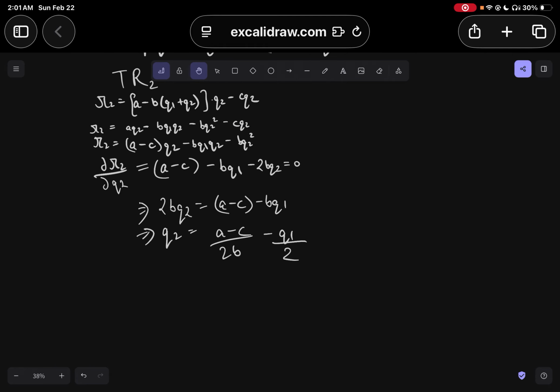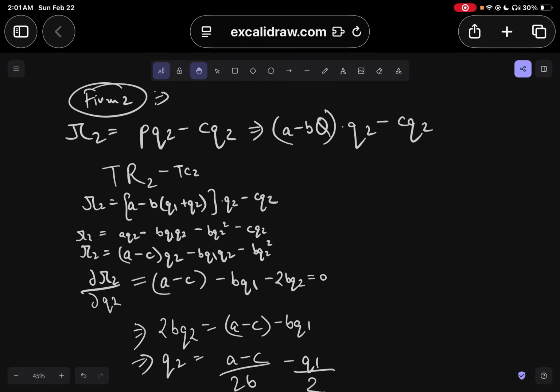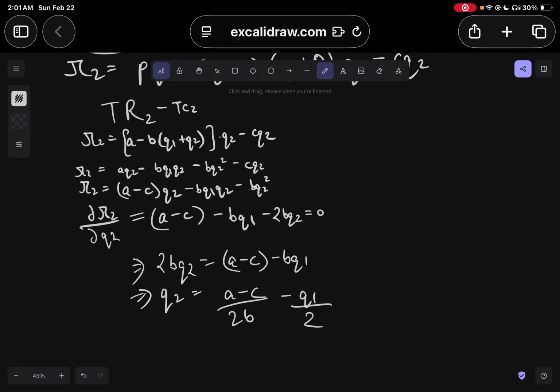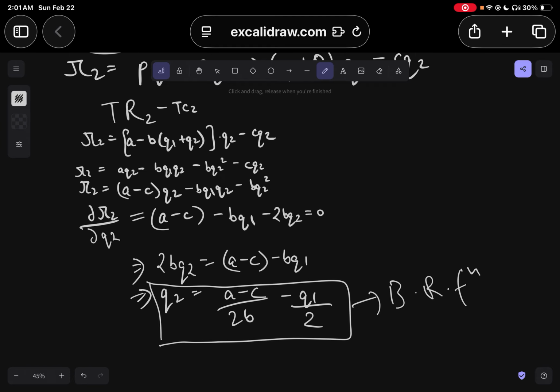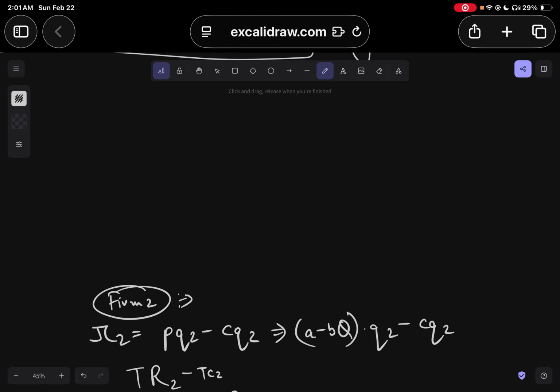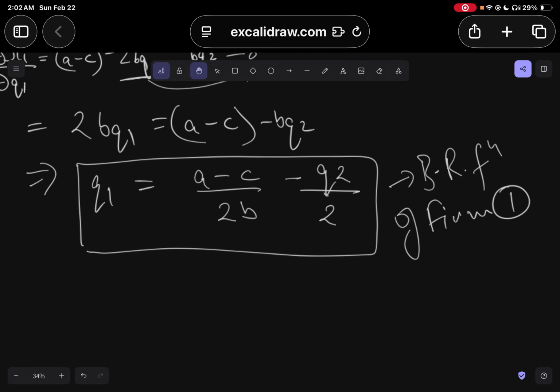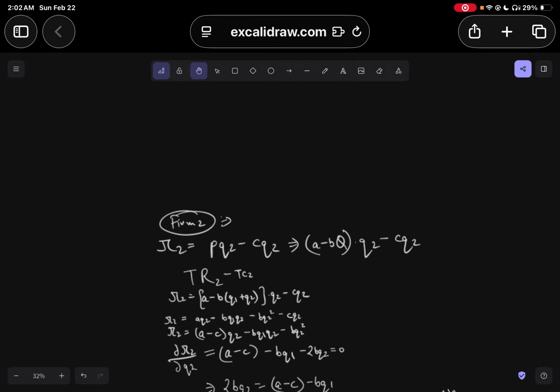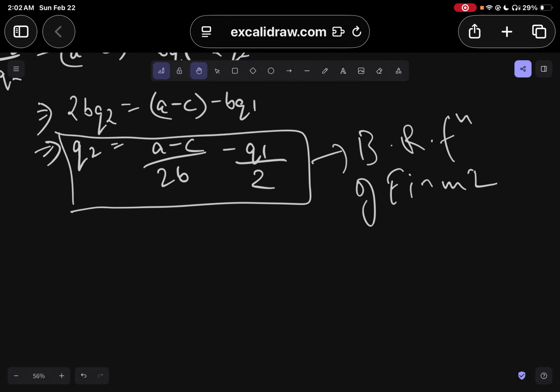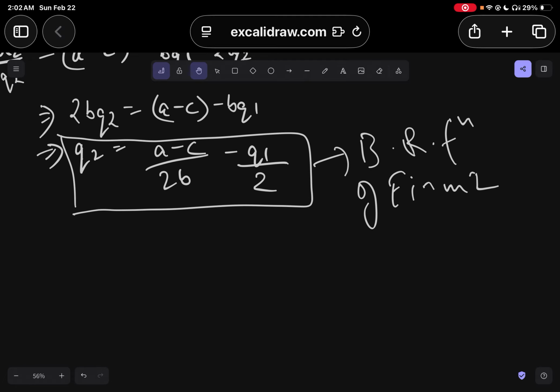So, simply put, this will be the best response function of firm 2. And since this is the best response function of firm 2, we already have a best response function of firm 1. This is the best response function of firm 1, and this is the best response function of firm 2. It looks similar, only the quantities have changed for each other.